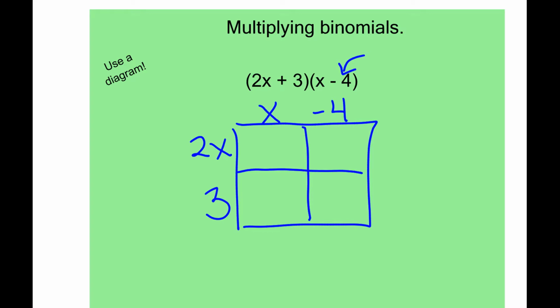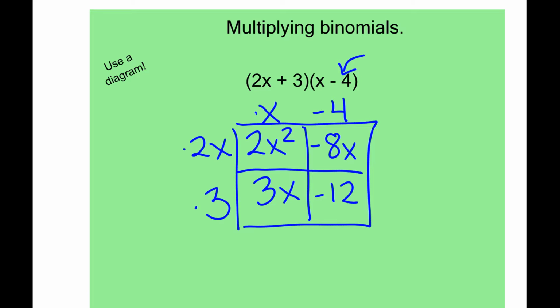It's basically like finding area. So I'm going to be taking this 2x times the x, which is going to give me 2x squared. Then I'm going to take 2x times negative 4, which is negative 8x. 3 times x is 3x. And then 3 times negative 4, which is negative 12.